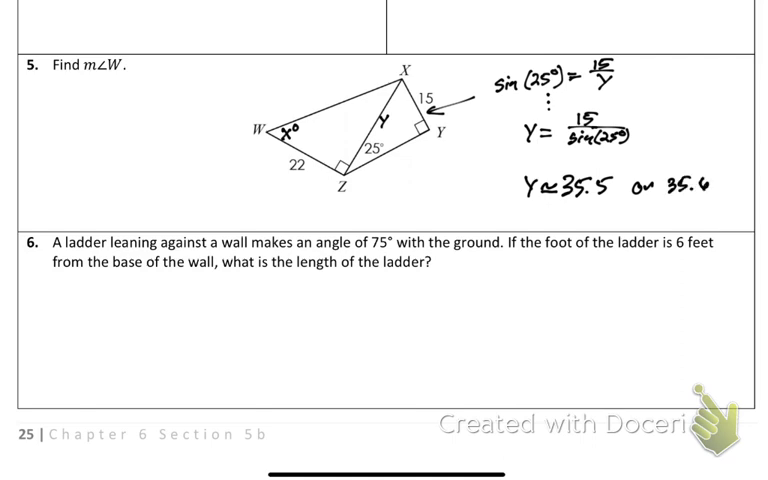I have 2 options. I have 35.5 or 35.6. Can someone give me another digit? I have 35.5 what? 49? Can we stop talking for just a second so I can get this cleared up? Are we okay with this 35.549? Is that what your calculator spits out?